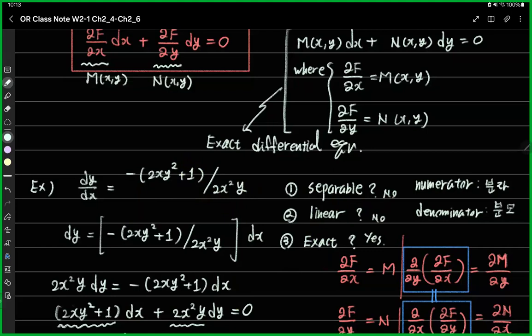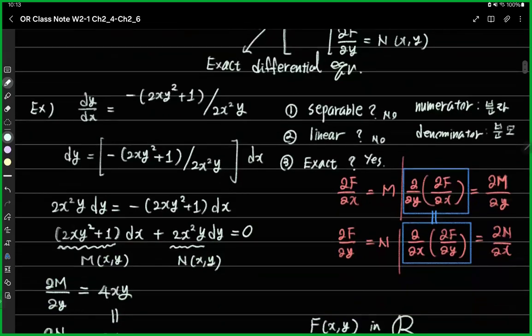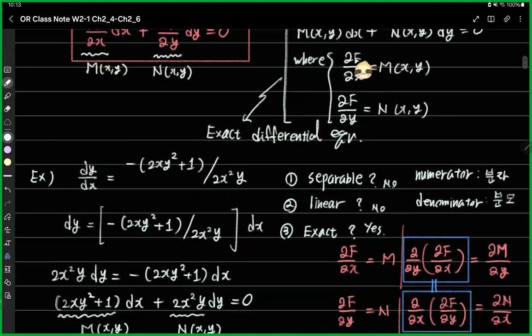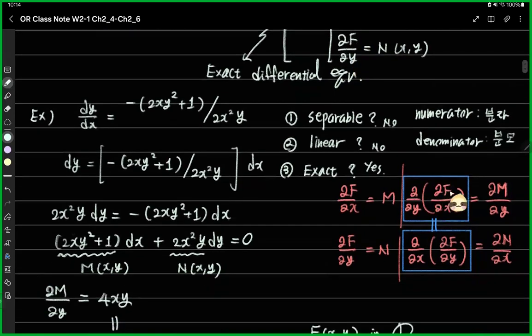How can you figure out whether or not this is exact? Here's an idea. What was M? M is positive x, right? So when you take the derivative, the partial derivative of M with respect to y must be equal to the partial derivative of N with respect to x, because N is positive y. So positive x is going to be M, this is N, right?